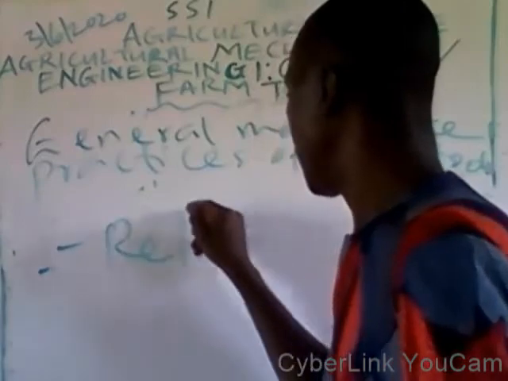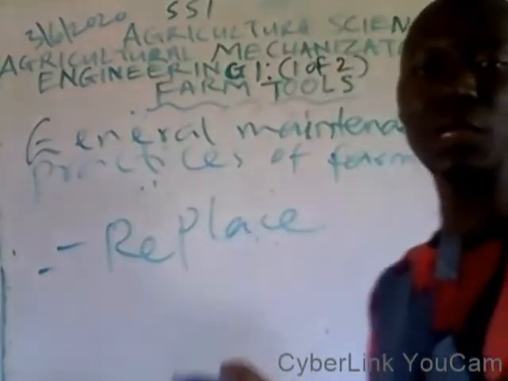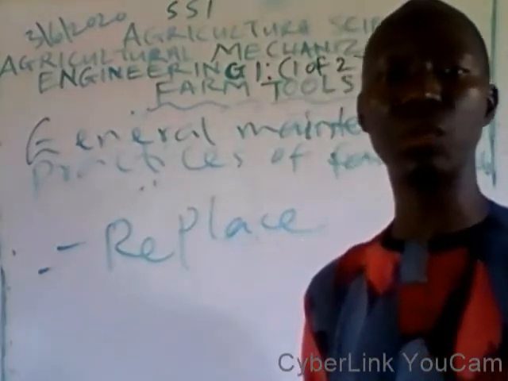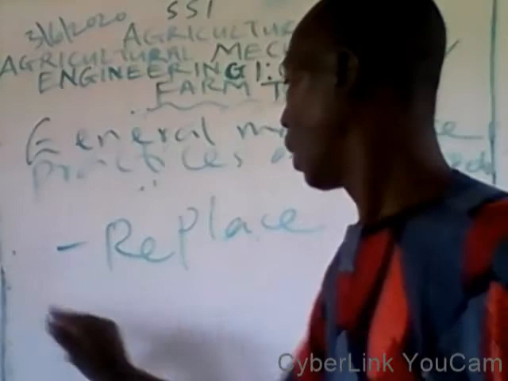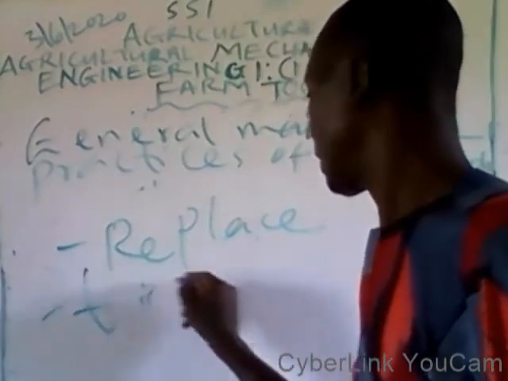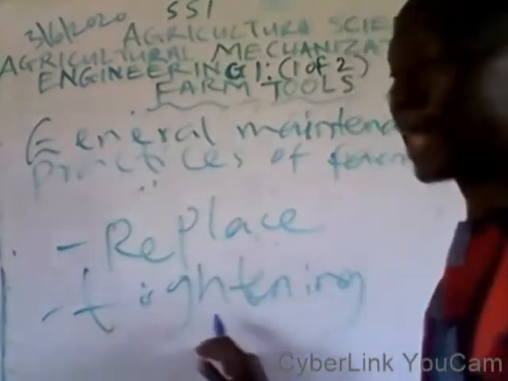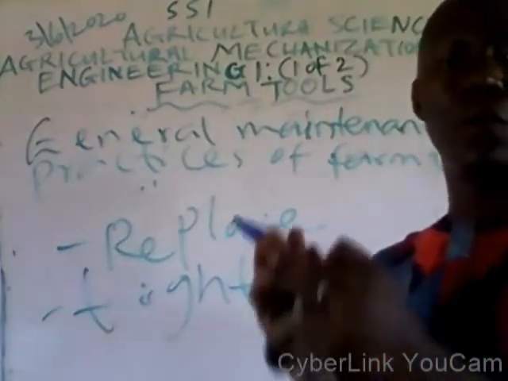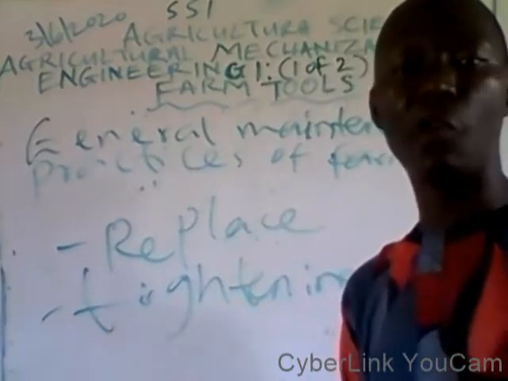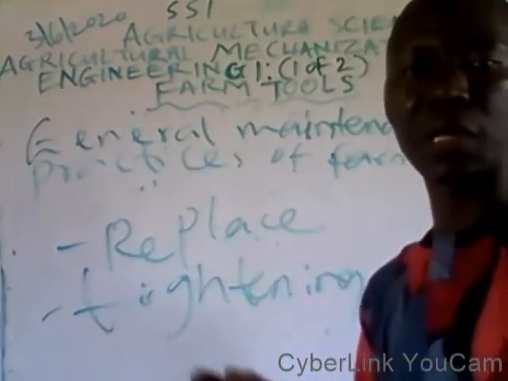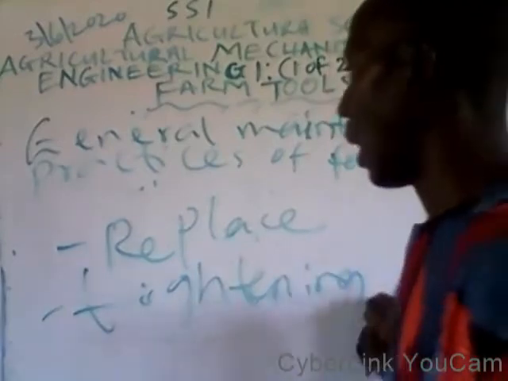Also, replace worn out parts. Any part that you notice has been worn out or broken, replace it or weld it. Another point is tightening. Tightening of bolts and nuts, because some of them have both. Those that have bolts and nuts, check them and tighten them well once they are loosened.